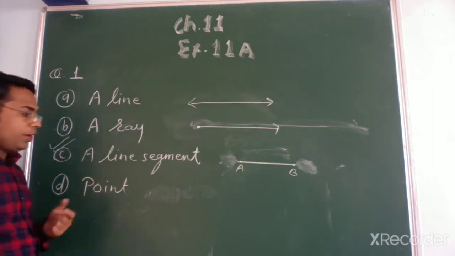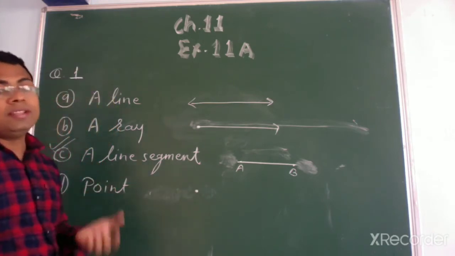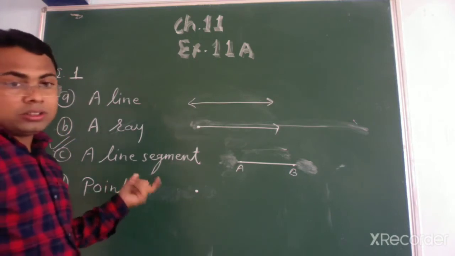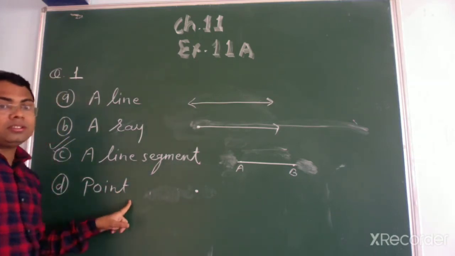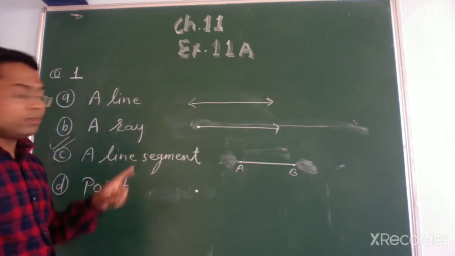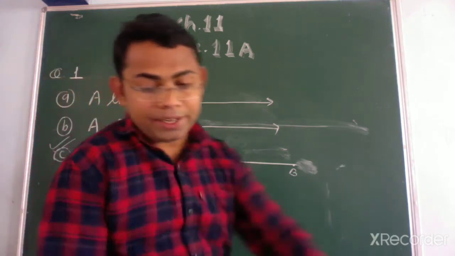Now point. A point is a dot. The point has no length, no breadth or thickness. So you can see the point has no fixed length. So your answer is line segment. Let's see question number second.